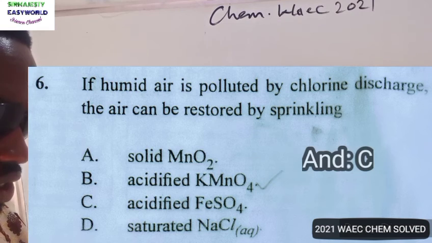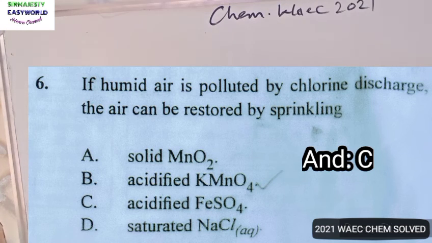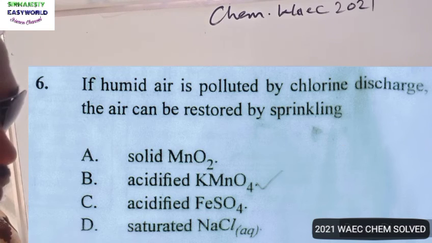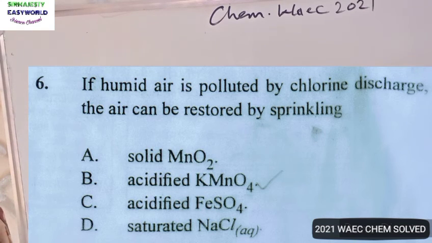So the answer should be C, that is acidified iron 2 sulfate, based on the idea of redox reaction, because the iron 2 sulfate will be oxidized to iron 3 by the chlorine, and iron 2 sulfate is a strong reducing agent and will reduce actually the resulting chlorine to a harmless form.